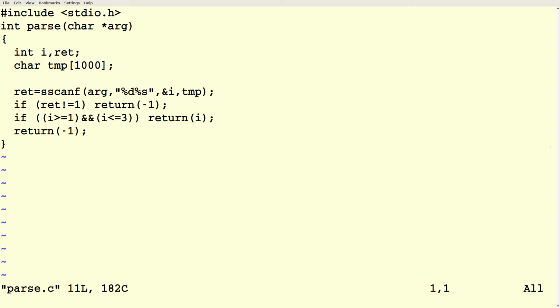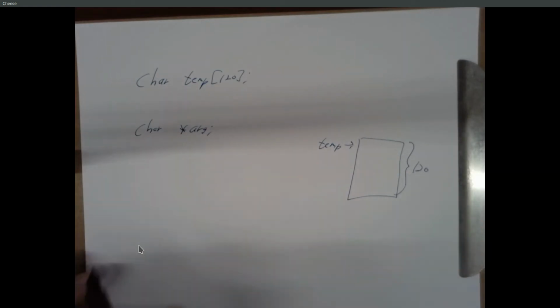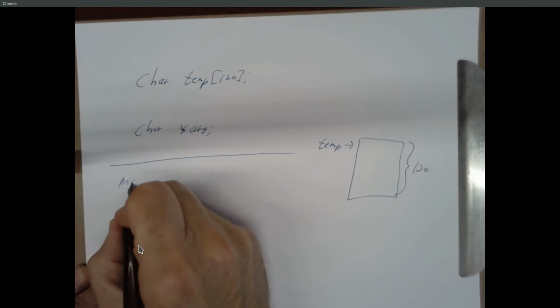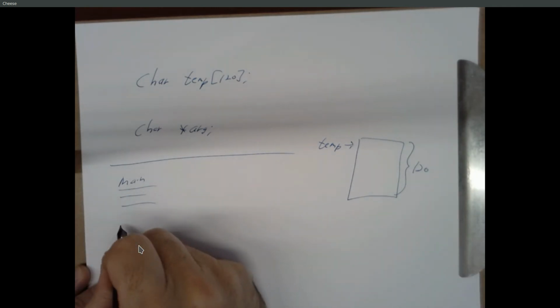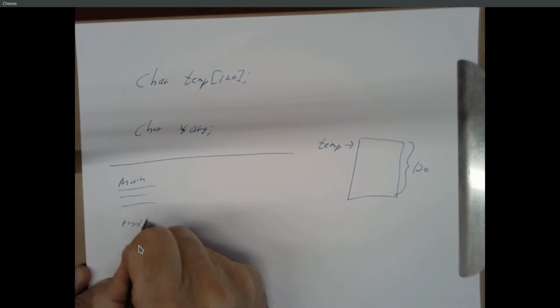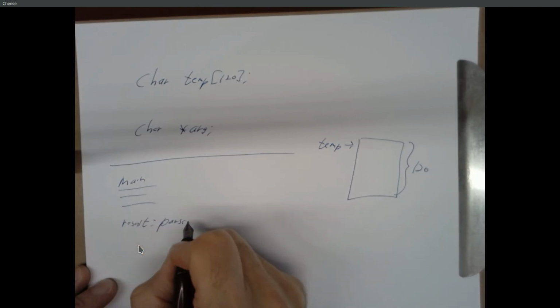Technically, that's a little dangerous. It could be an overrun somewhere. But 1,000 characters, if your teacher's not crazy, that's probably enough space. So I had to actually declare space for temp. So that's why I said char temp 1,000. But the argument to the function parse, I said char star arg. Now, this is a function. What's happening? We have a main program. It's doing some stuff, and at some point it says something like, result equals parse something.